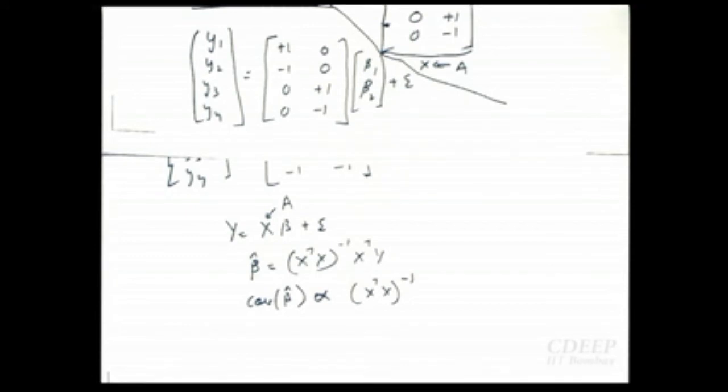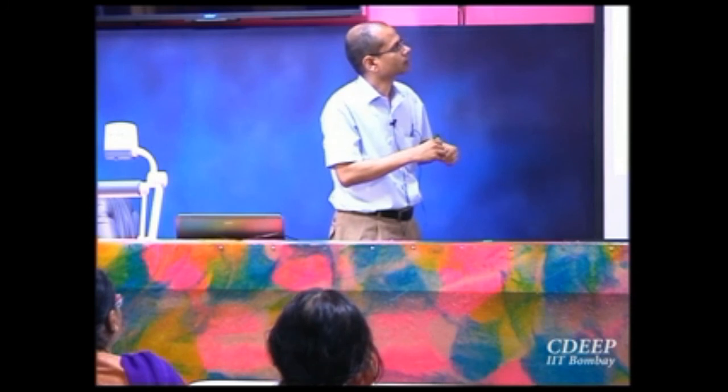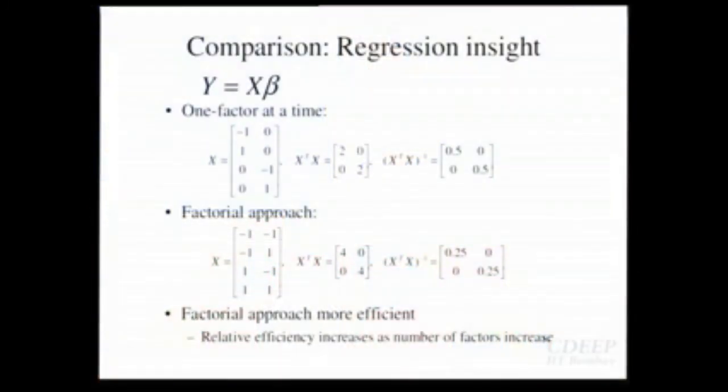So if you now look at this particular factorial design problem again, this is what you had done one at a time. This is the X matrix you had got. If you now do X transpose X, this is what you will get, and when you look at its inverse, you get entries 0.5, 0.5, 0, 0. This 0.5 gives you an idea of the uncertainty, the variance you will have in your parameter beta 1 hat, and this will tell you the variance in beta 2 hat.